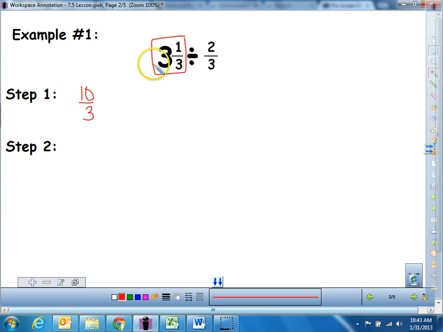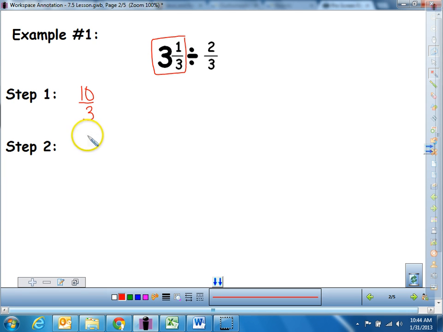So again, we're just rewriting the same value. Just like calling yourself a different name, still the same person. I'm Mrs. Sorby in school and Christy at home. That's all we're doing here, we're just relabeling it. It's the same amount. So 10/3 is what we have now instead of 3 1/3.